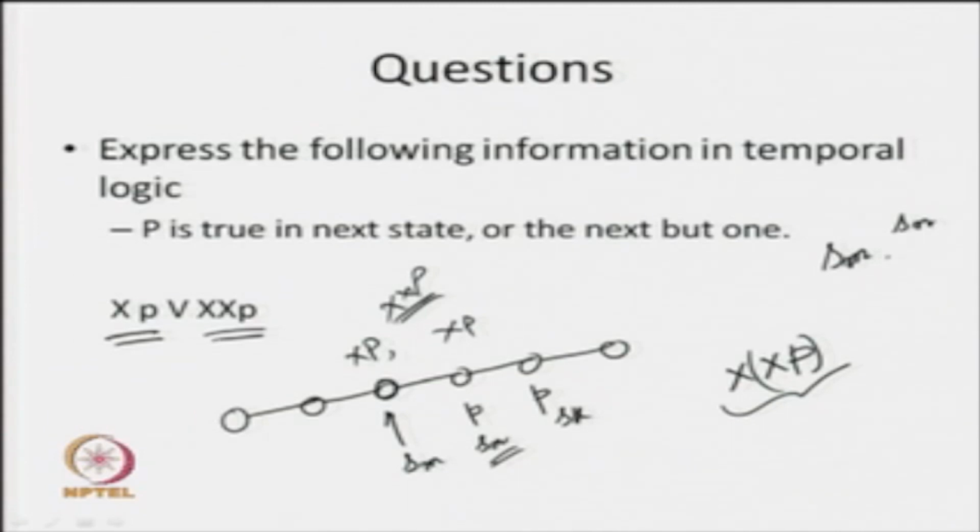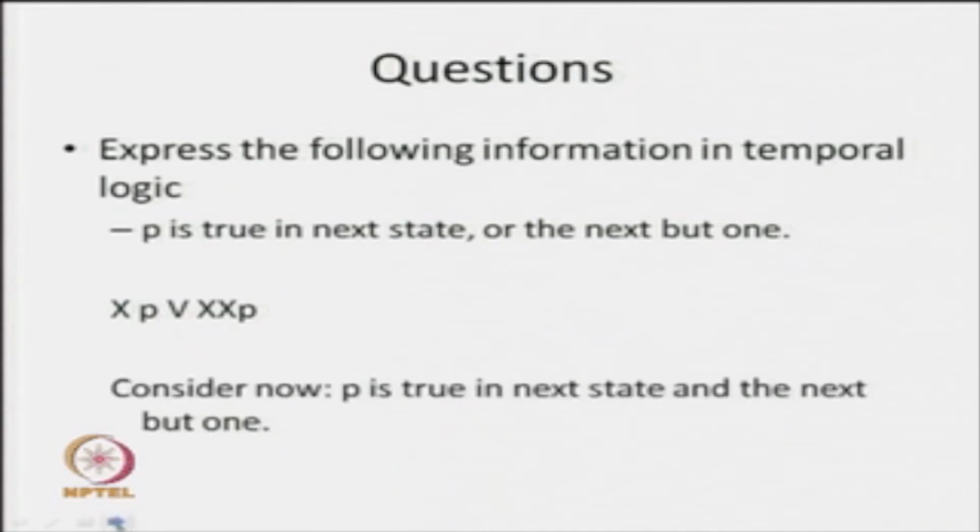Now, if I replace this formula by X p and X X p, that means in the next state p holds and the next-next state p holds. Now, since I am having this conjunct, the AND operation, you will find that this particular formula holds only in the state S m. It is not true in S n, because in S n X p holds, but X X p does not hold. So that is why I am getting only S m, where X p and X X p holds.